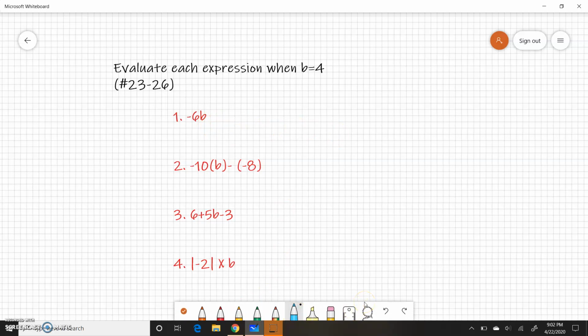negative 6b. You should remember that when the number and the variable are right next to each other, it means to multiply. So it's negative 6 times 4, and that gives you 24. And the rule is when the signs are different, it is negative. So negative 24.